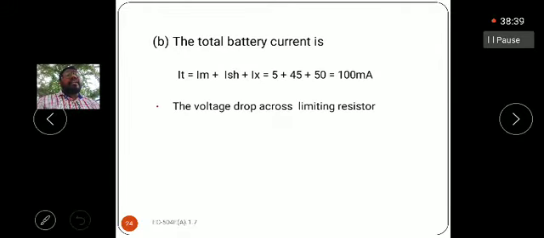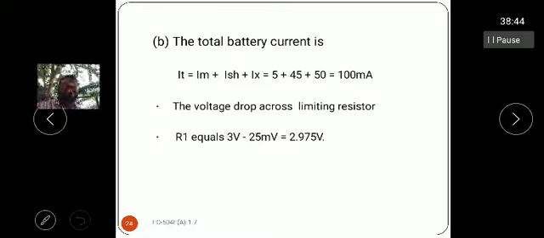The battery current. Here, battery current IT is equal to Im plus ISH plus Ix. That is, Im is equal to 5, ISH is equal to 45, Ix is equal to 50. Total battery current is equal to 100 milliamperes.